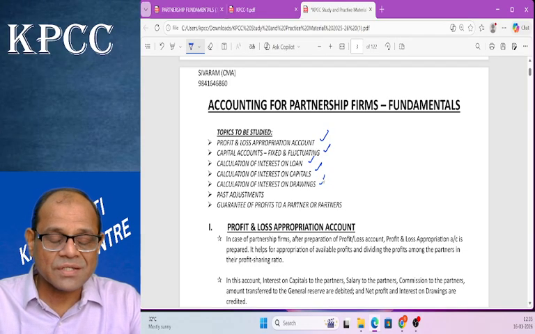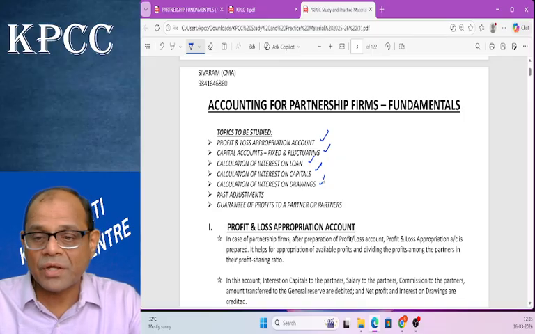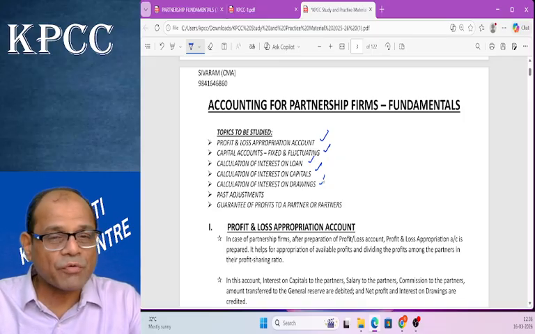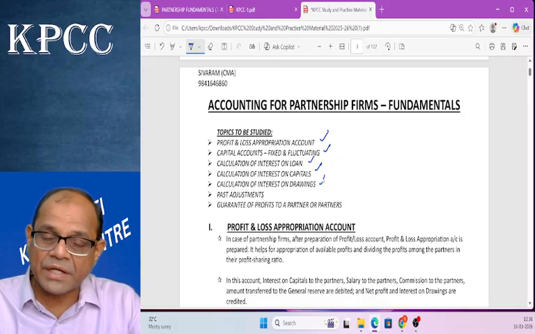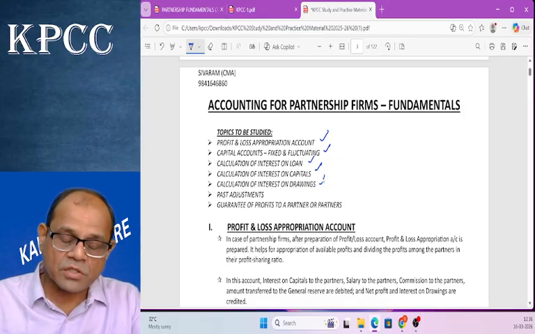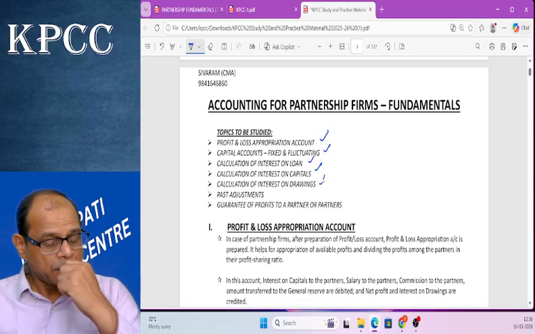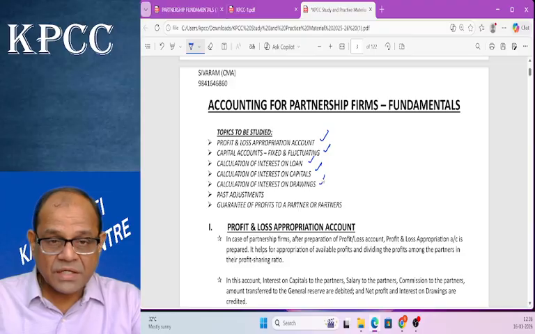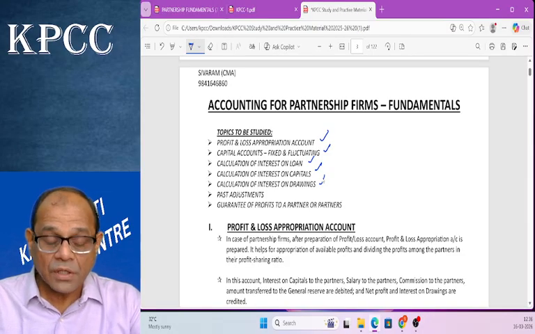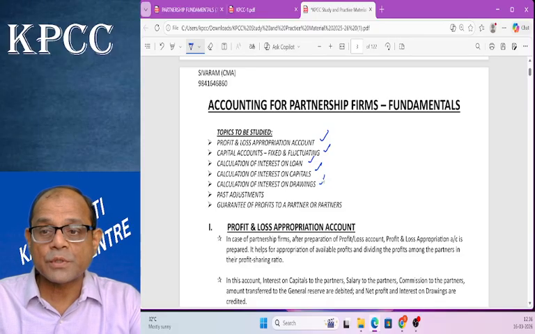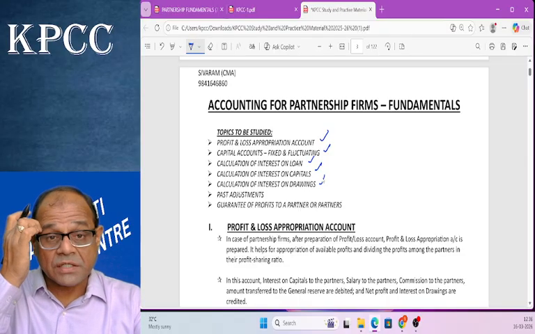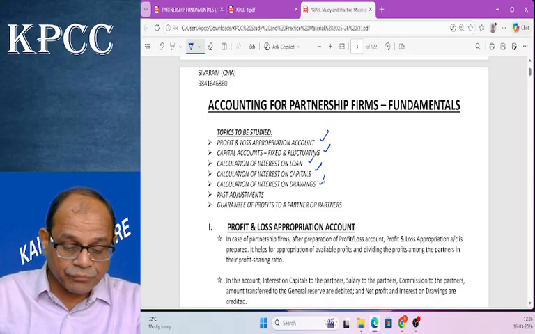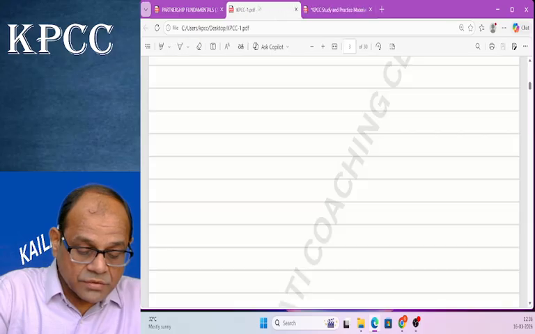As I told you, my dears, this entire chapter keeps revolving around preparing profit and loss appropriation account only. It will keep getting linked to that only. So let's get into solving the sums, first profit and loss appropriation account and capital accounts. Then we will go to past adjustments.